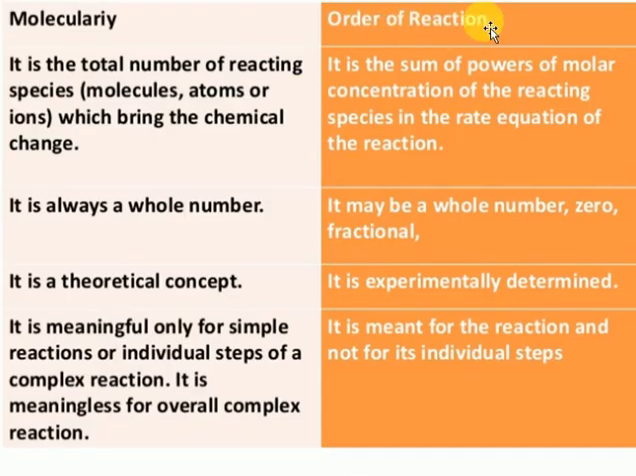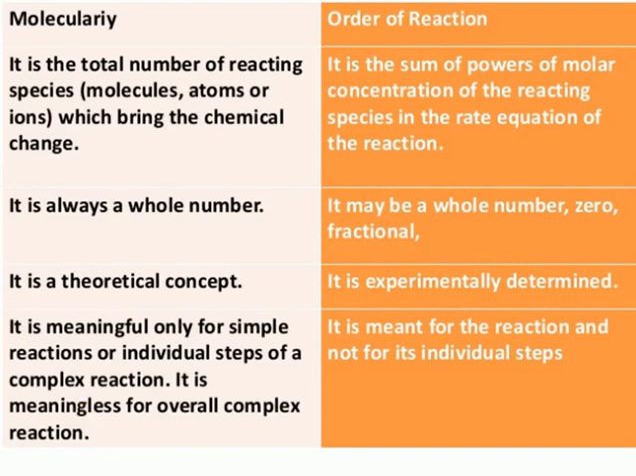The order of the reaction is the sum of the powers of the molar concentrations of the reactant species in the rate equation. It may be a whole number, 0, or a fraction also. It is experimentally determined. Always remember, this is a very, very important point. The order of a chemical reaction is experimentally determined. It is meant for the overall reaction, not individual steps. So the order of any chemical reaction is only one value, not for individual steps.